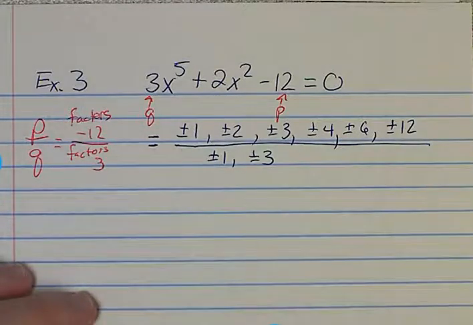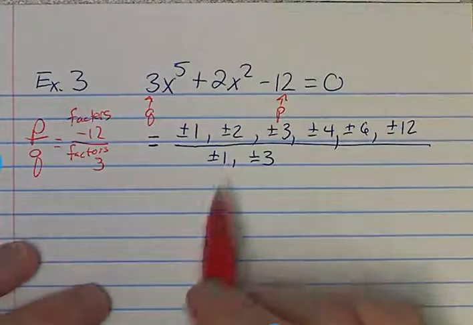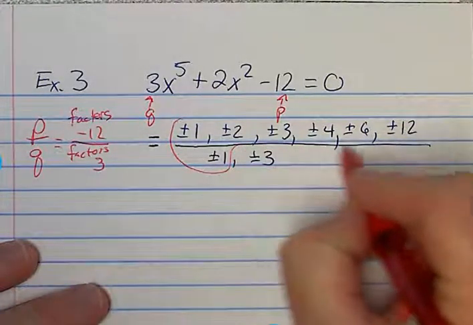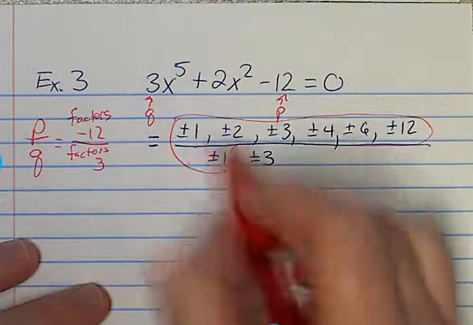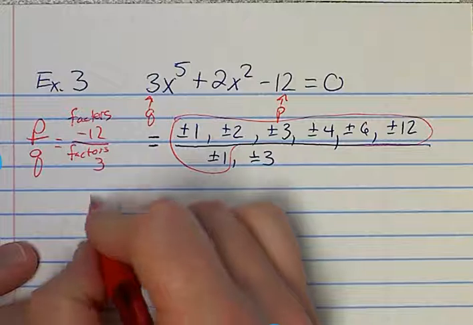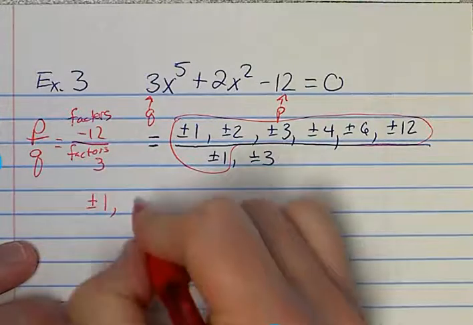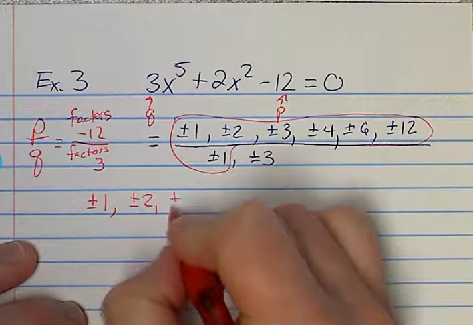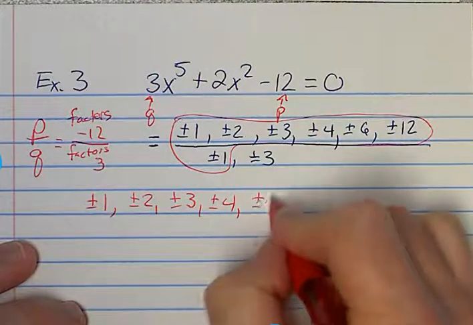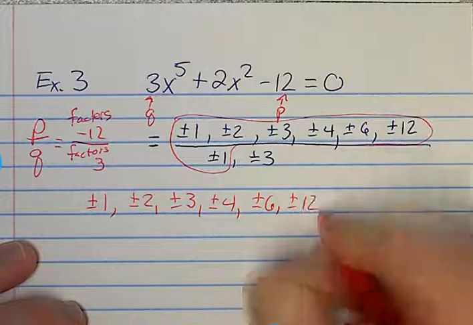Okay, so one of the numbers, basically we're dividing by 1, so again, first thing is we're going to take all the different options we have here and write down every single one of those numbers divided by 1, which means they're not going to change. So we've got plus or minus 1, plus or minus 2, plus or minus 3, plus or minus 4, plus or minus 6, and plus or minus 12.